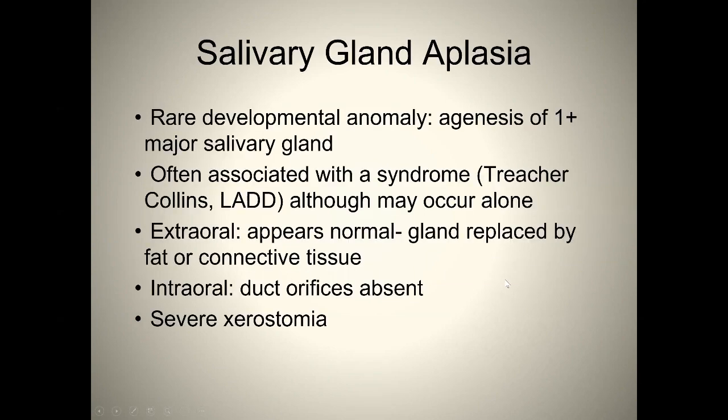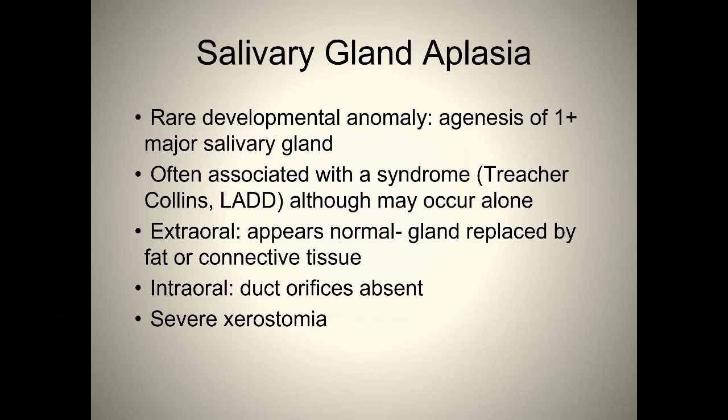The first is salivary gland aplasia. And this is exceedingly rare. It is a developmental anomaly where one or more major salivary gland does not develop. Most of these cases are associated with a specific syndrome, including Treacher-Collins syndrome and lacrimoauriculodentodigital syndrome, LADD, although this can occur spontaneously on its own.